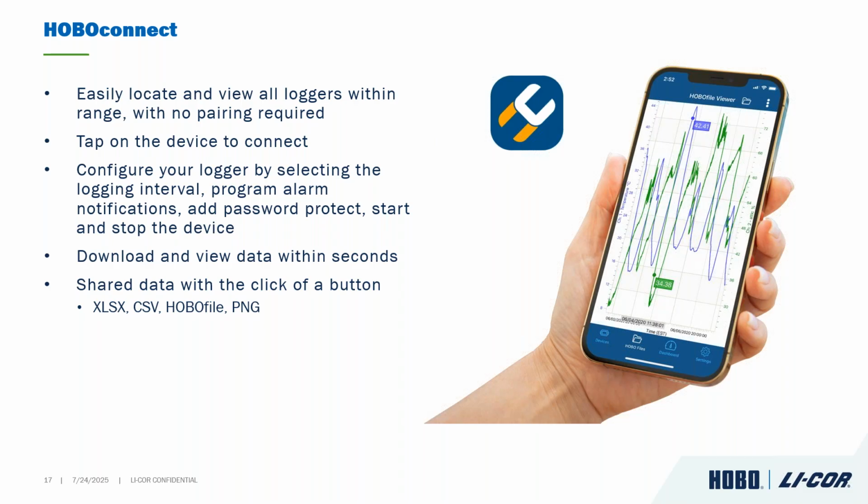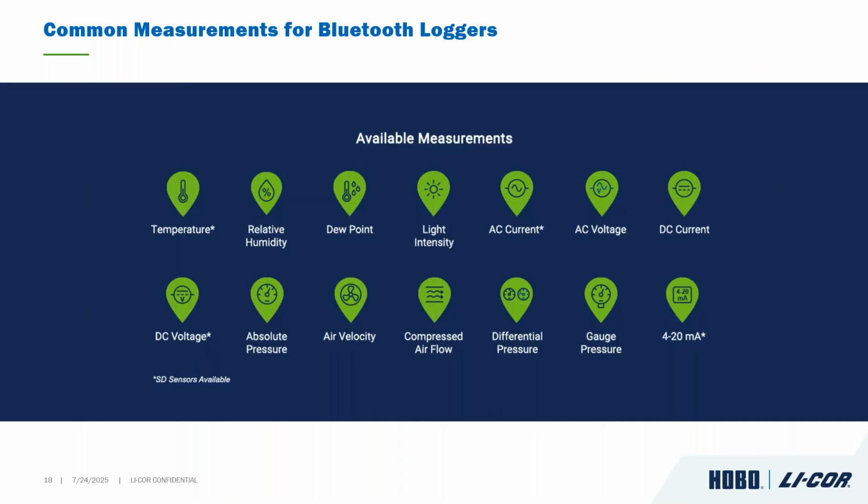After collecting that data, you'll easily be able to share it using an Excel file, CSV file, Hobo file if you want to pull it up in HoboWare, or PNG if you want to easily take a picture and send that data. Looking into some common measurements for Bluetooth loggers, we have a variety of options, some of which include light intensity to protect sensitive artwork and artifacts, AC and DC current and voltage for energy monitoring, and a variety of air parameters for HVAC applications. As you can see, some of those include air velocity, compressed airflow, and differential pressure.